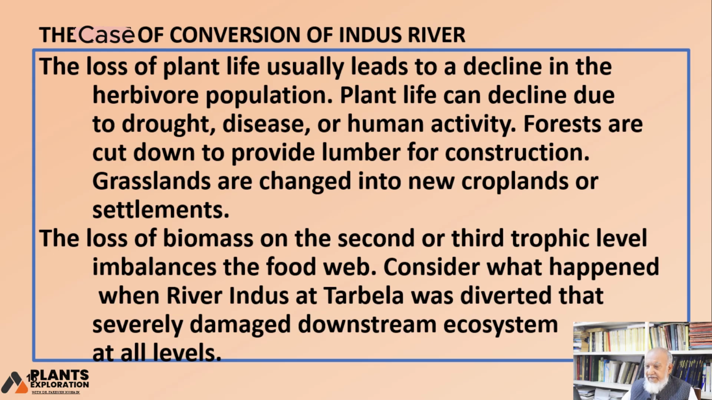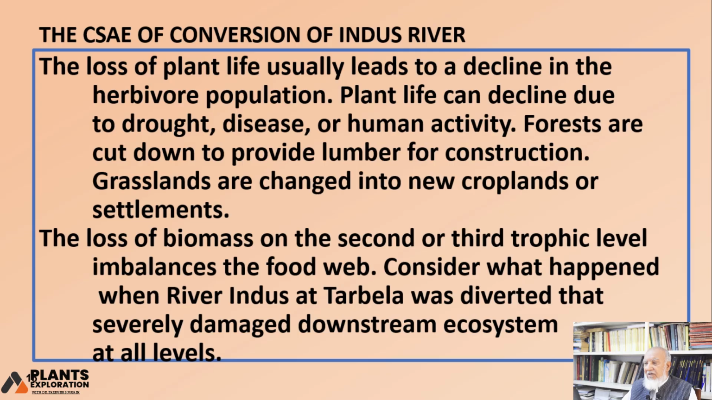Consider what happened when the River Indus at Tarbela was diverted. That severely damaged the downstream ecosystem at all levels, from Swabi onwards. The places where people used to harvest a variety of fishes, now no fishes are there, water has been reduced, and the river bed has dried.